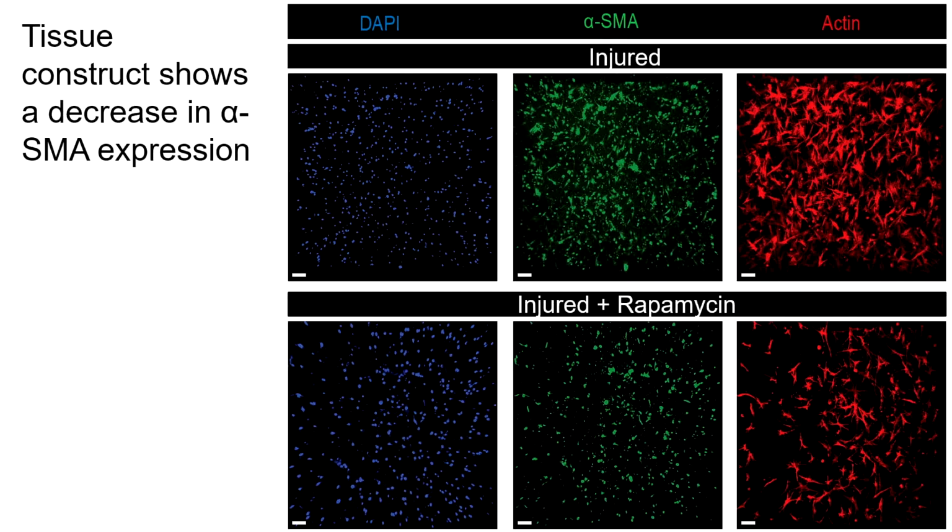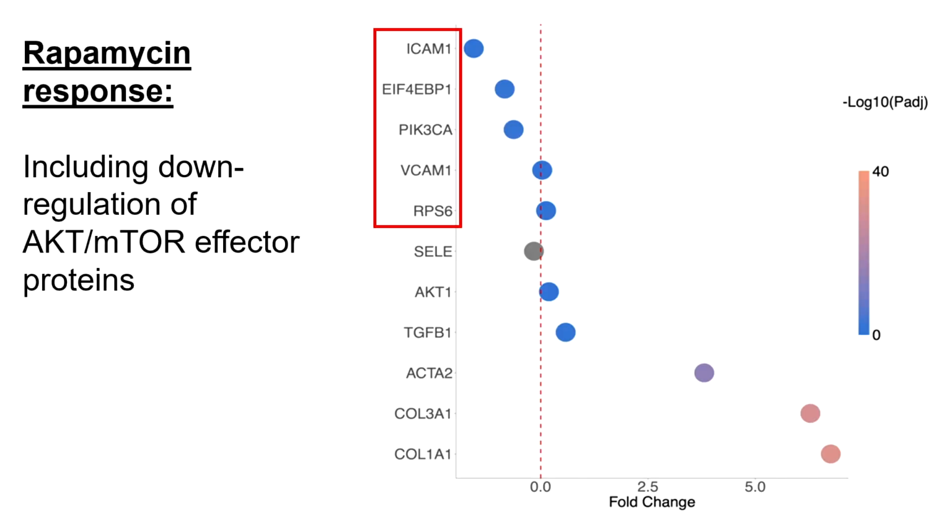On the tissue side, of course, we started looking at that too, and we saw that at 24 hours we do see some attenuation of myofibroblast expression, meaning that some of that rapamycin that worked its way down to the tissue side was able to do a little bit of work on these cells.